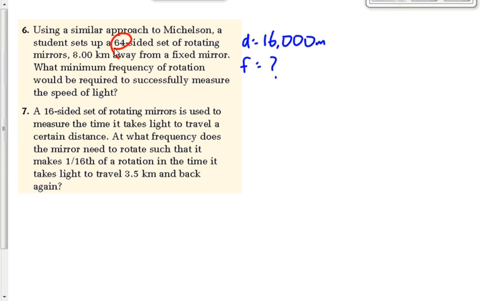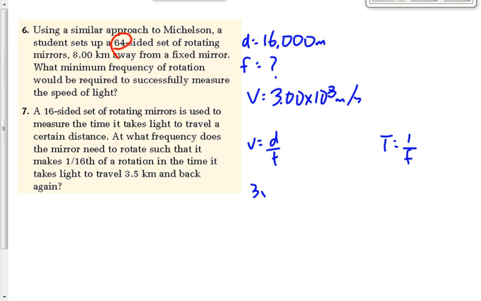Is there anything else if we read between the lines? Yeah. If we want to successfully measure the speed of light, then we're going to measure the speed of light to be 3.00 times 10 to the 8 meters per second. So we're going to have to assume the actual value of the speed of light, or the accepted value for the speed of light. Here's my 2 equations. d over t, and T is equal to 1 over f. We plug in some numbers if we have them here. We got 3 times 10 to the 8. We got a distance here, 16,000 meters. That allows me to solve for little t.